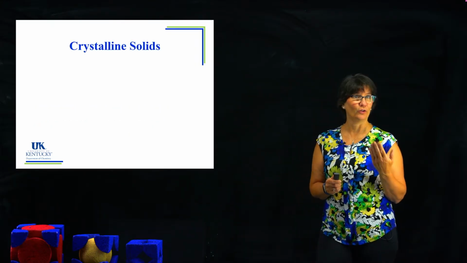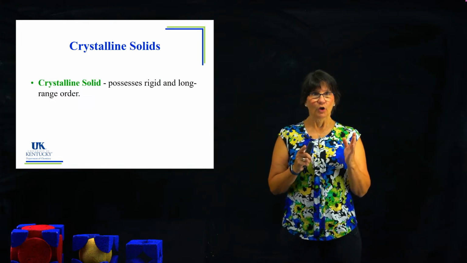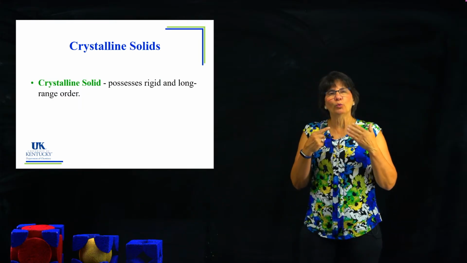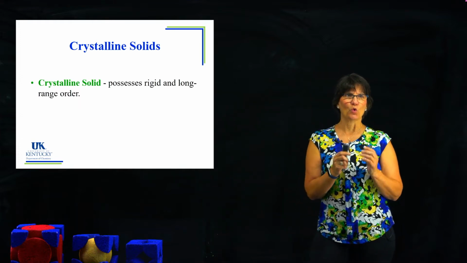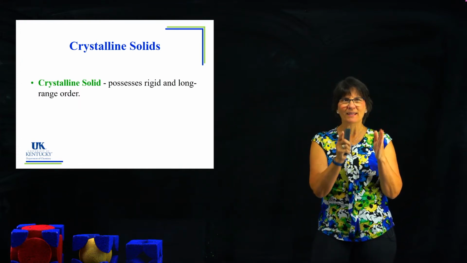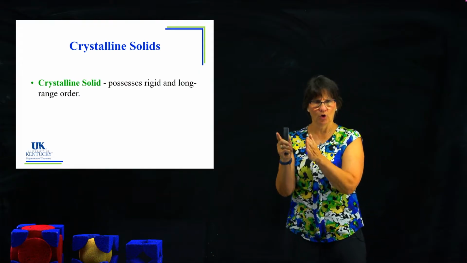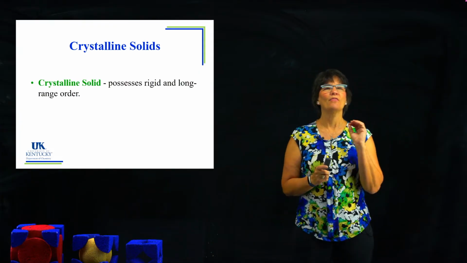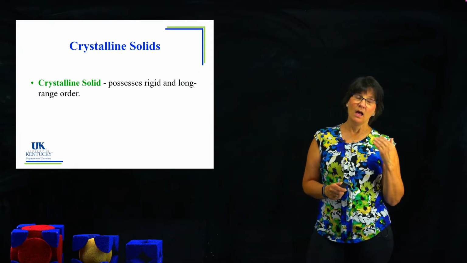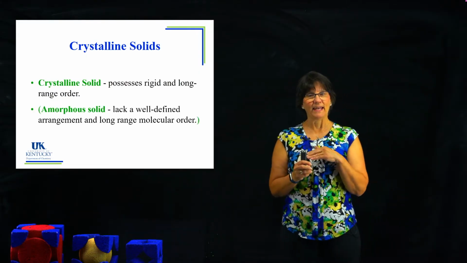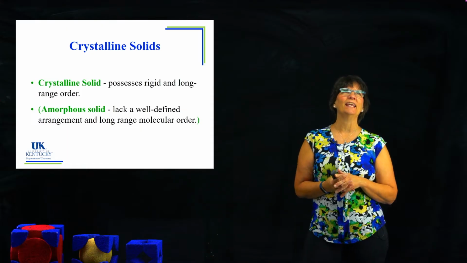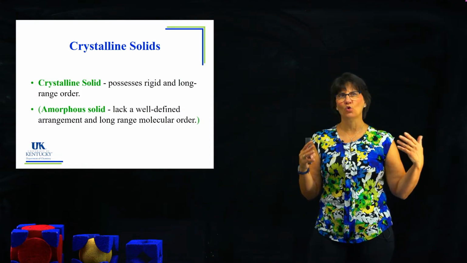So let's first define a crystalline solid. A crystalline solid has a regular repeating pattern to it, okay? So it's a long-range order. You will see a piece of it get repeated over and over and over again. That's what a crystalline solid is. If it's not a crystalline solid, then it's going to be an amorphous solid, and it does not have any well-defined long-range order.